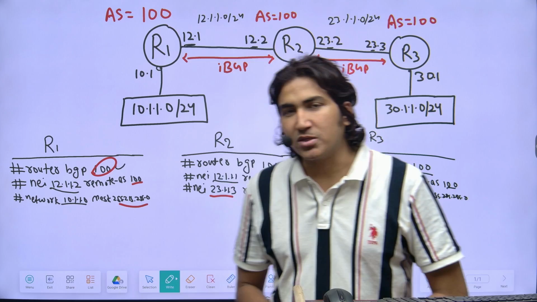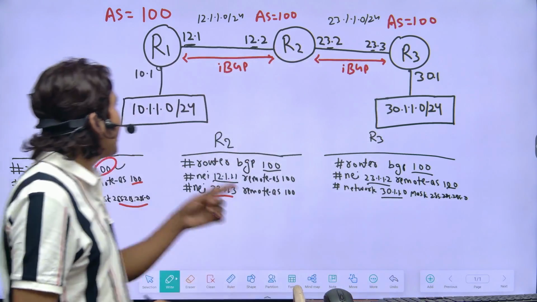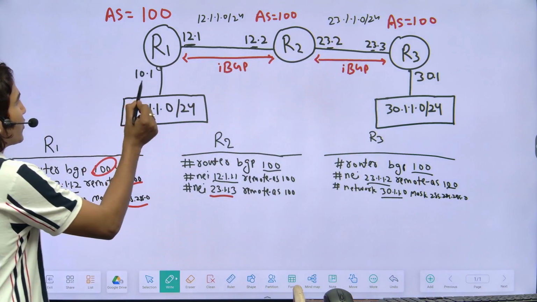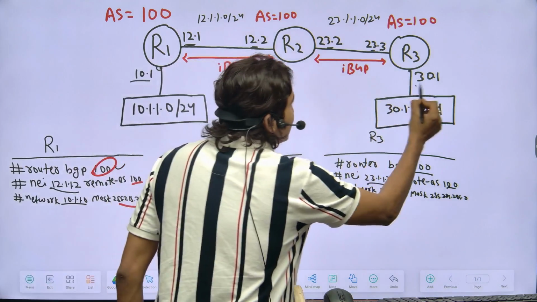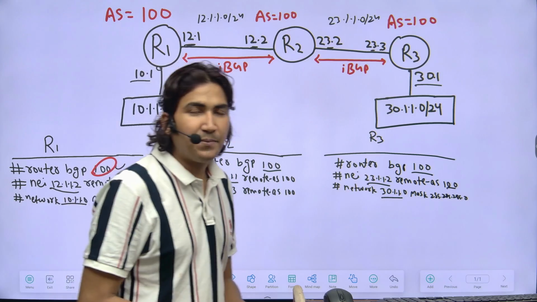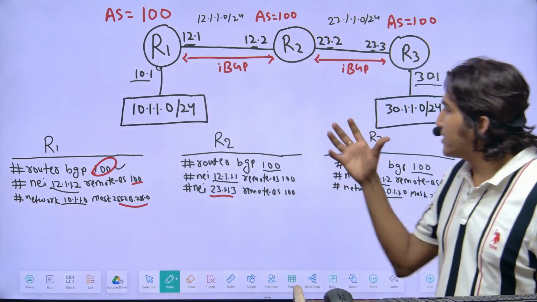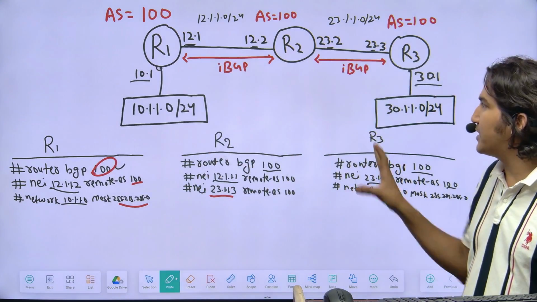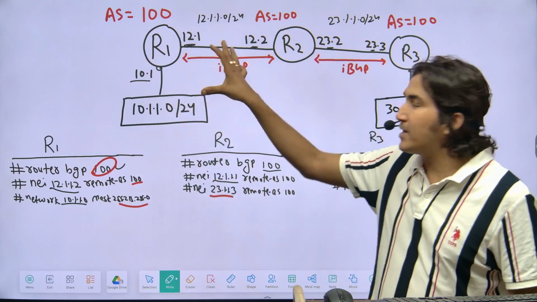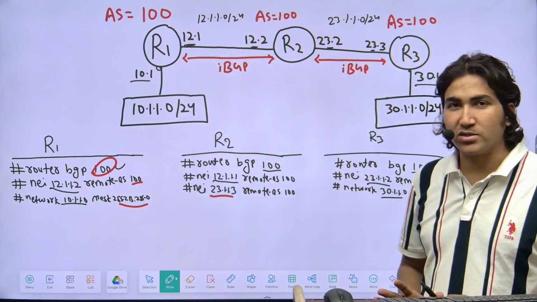Now I have one question for you. Can 10.1.1.1 ping the IP address 30.1.1.1? Please share your answer in the comment section, guys. Just pause the video and you can think. These are the commands, this is the configuration. I have not run any other command on these routers.